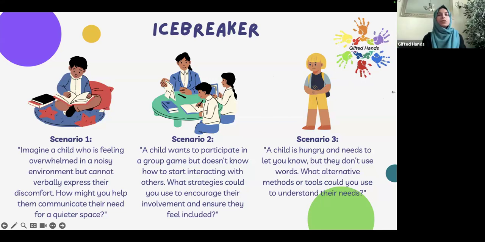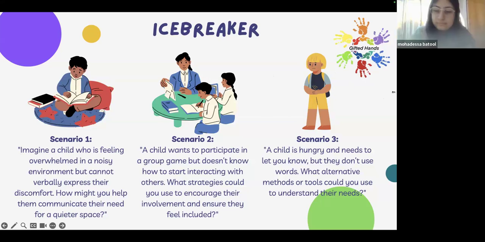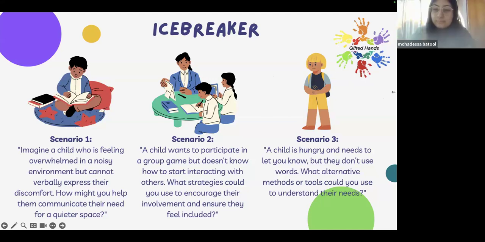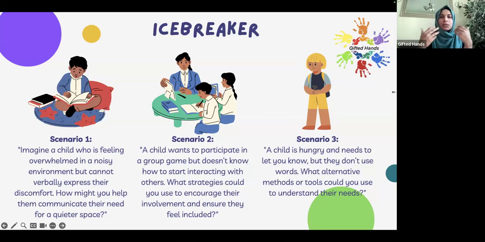Okay. So your child wants to participate in a group game but doesn't know how to start interacting. It is your duty as a practitioner, as a parent, as a sibling even, to interact with this child, to bring this child together with other neurotypical individuals, because these children, they don't know differences unless we teach them what differences are. They don't know, they think everyone is the same. It's just that this child has behavioral issues, he's a little naughty, he doesn't understand things. That's what goes on in their brain.